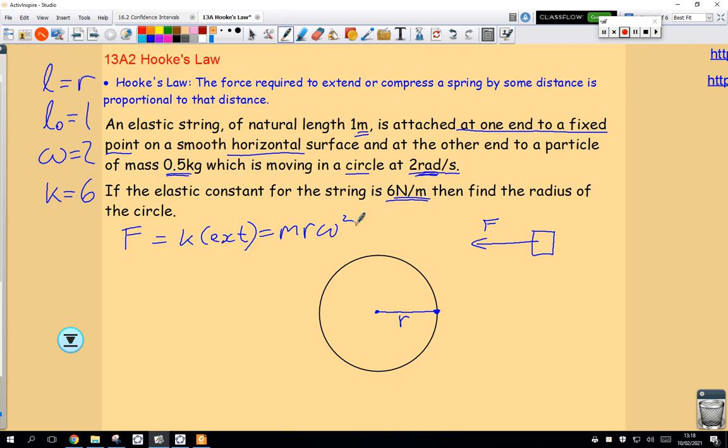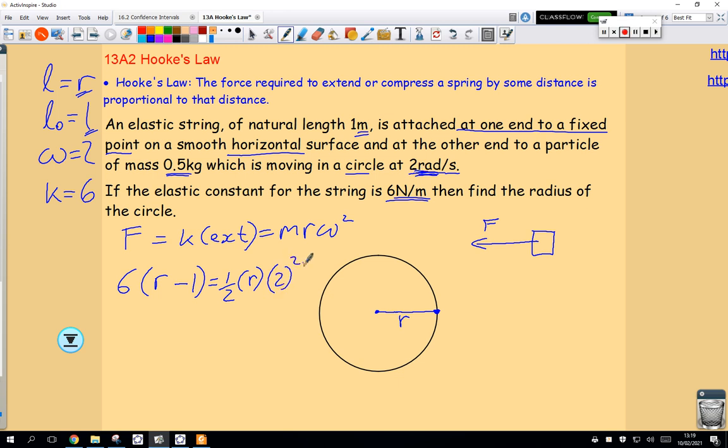So we have an equation here. I'm just going to substitute in everything I know and then solve it. So K is the elastic constant, which in this case is 6. The extension is the difference between the actual length, which is the radius of the circle, and the natural length, which in this case is 1. So it's going to be r minus 1. And that's going to give me the mass times the radius times omega squared. Mass I know is 0.5, times the radius, r, times omega squared. Omega is given, that's 2 radians per second, so it's 2 squared.